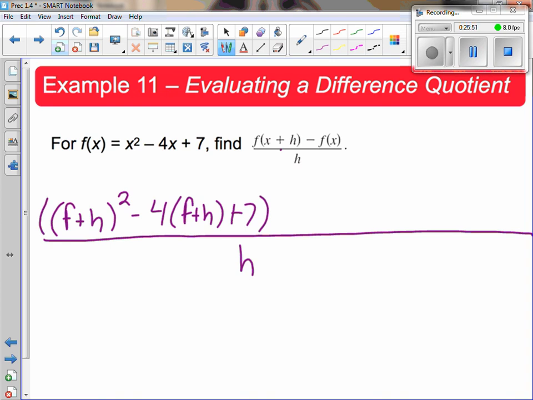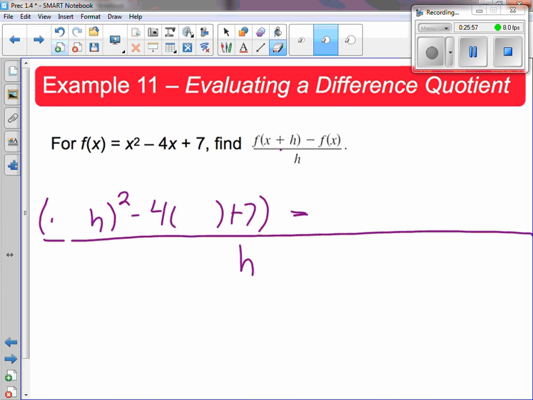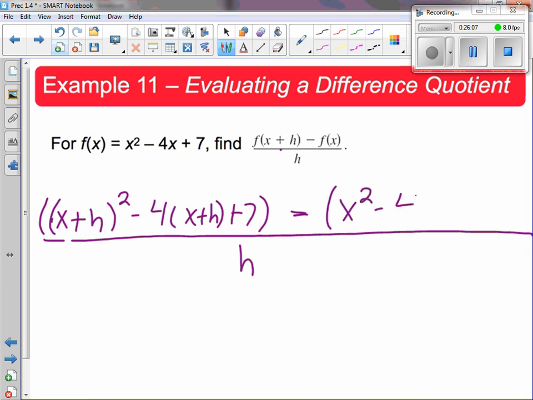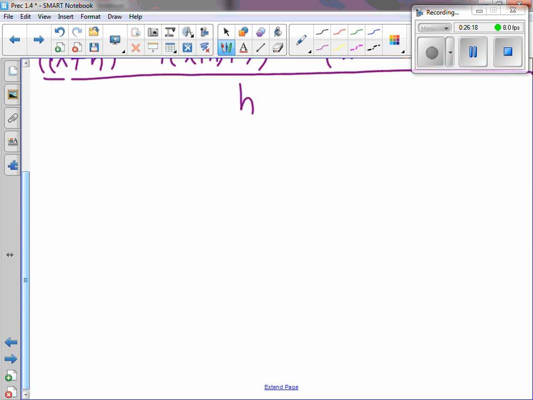Because we just did that part there. And here we just have our normal equation because we're plugging in f of x. And it's all over h. We're good? And from here we would simplify.